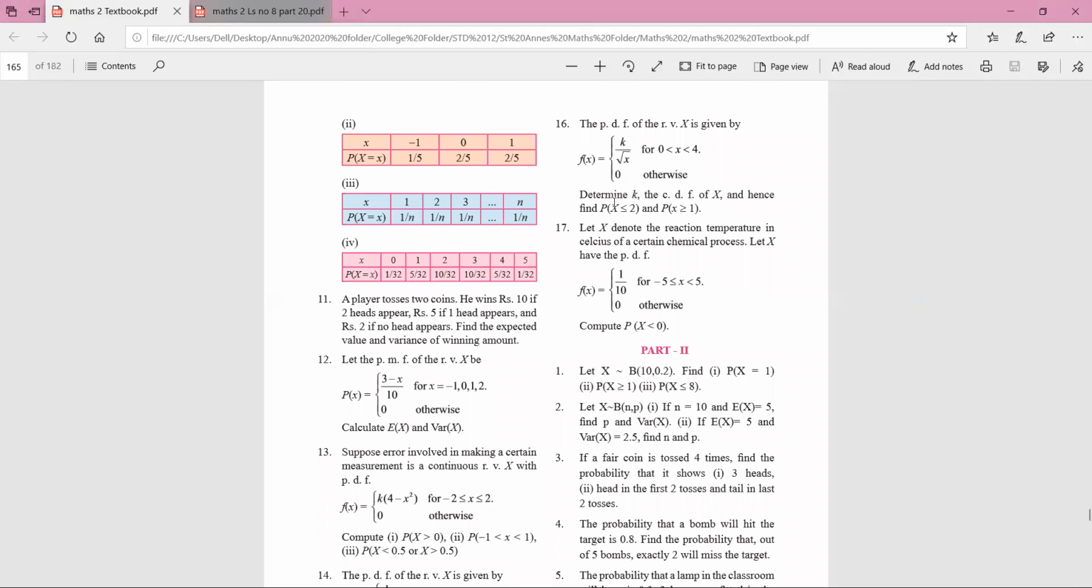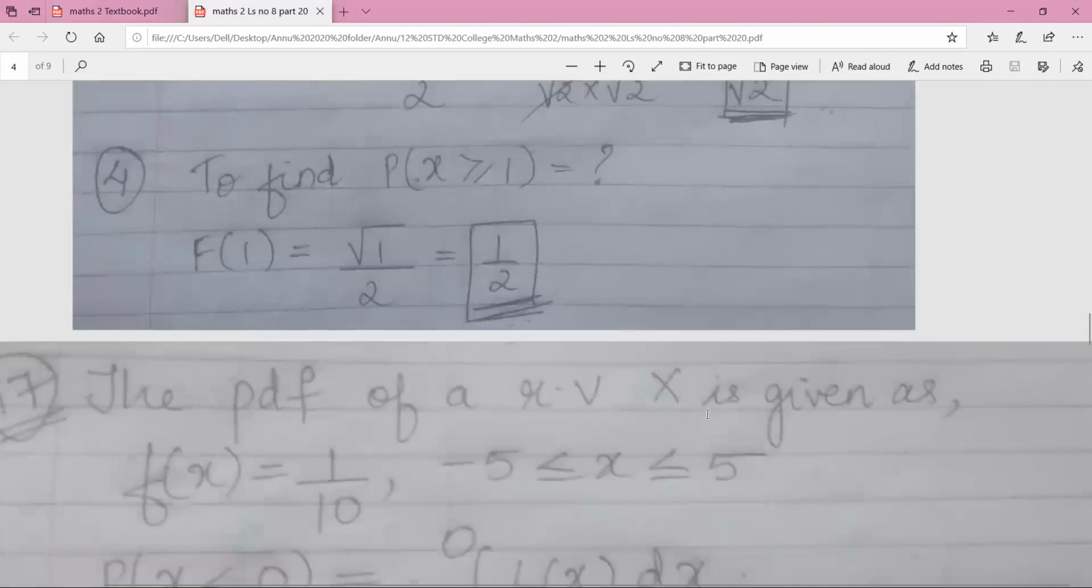All right. So finally, moving on towards the last sum of this particular miscellaneous exercise, that is sum number 17 and also of this particular chapter. Let X denote the reaction temperature in Celsius of a certain chemical process. Let X have the PDF given as f of x is equal to 1 upon 10, and the condition put forward is minus 5 less than or equal to x less than 5, and 0 otherwise. You have to find the probability of x less than 0. So let's have a look at how to solve this particular sum, class.